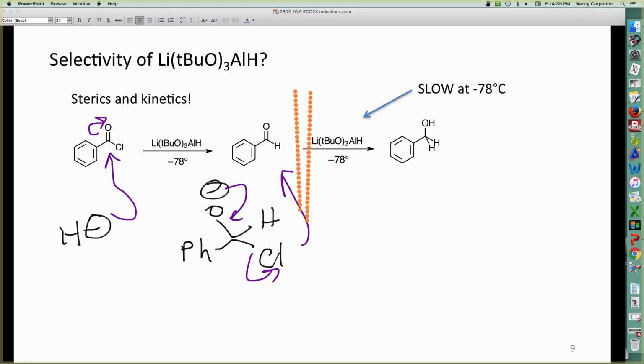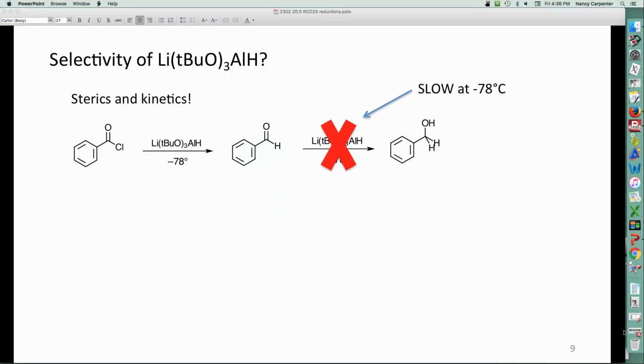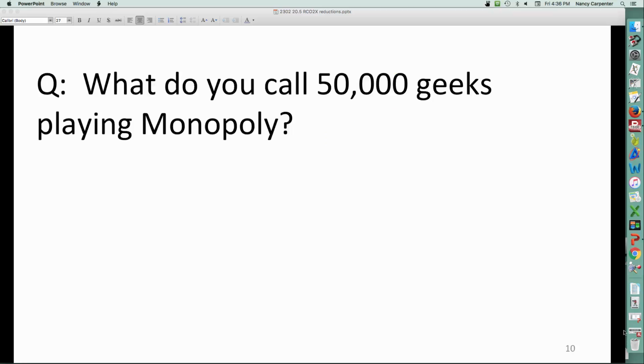So I can stop this just because my hydride reducing agent is so sluggish in reacting. So I'll just watch my reaction when all of the acid chloride is gone and I've got all of my aldehyde. I say, okay, I'm going to add my acid and water now and work up my reaction and isolate my aldehyde. So those are our selective hydride reagents. They both work quite well.